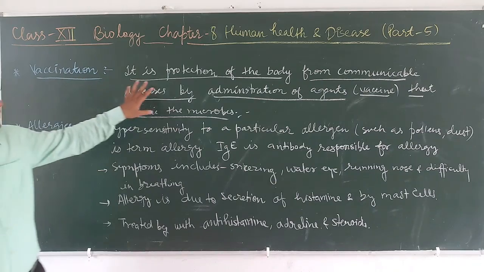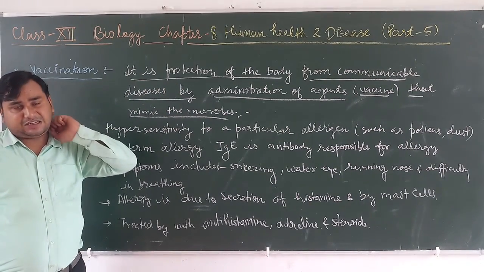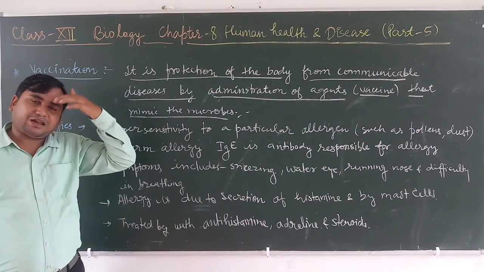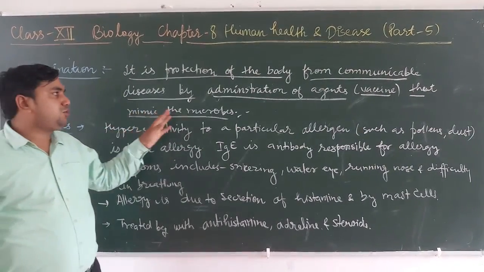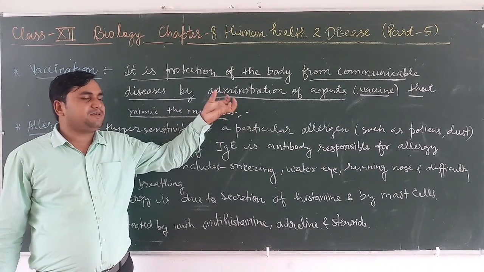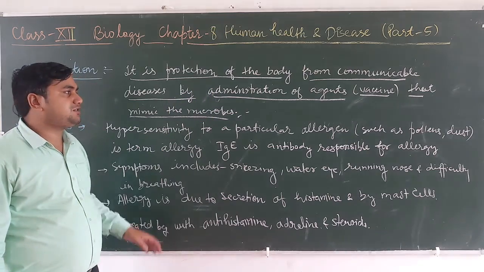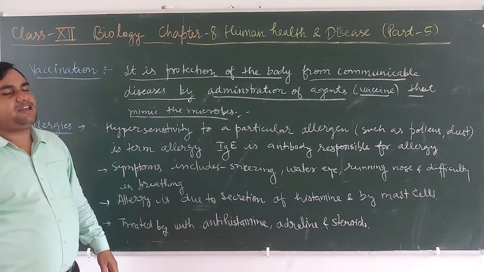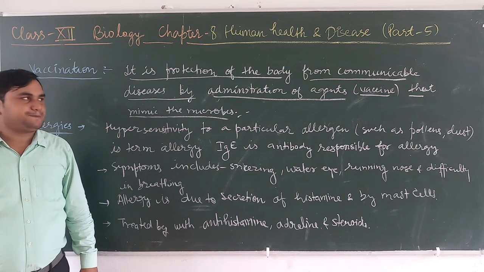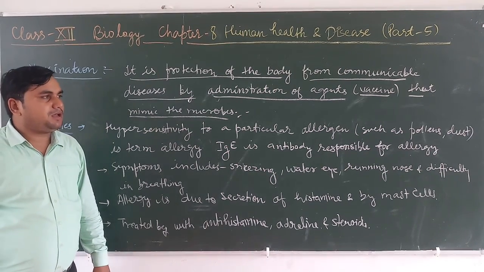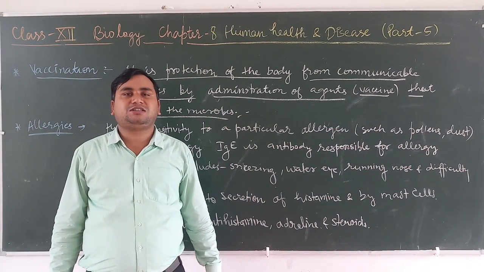Vaccination is important. It is a protection of the body from communicable disease that comes through different modes from the environment to the body of human beings, and that is controlled by the administration of an agent, that is vaccine. Different agents combined together form a vaccine that is useful for inhibiting the growth of microbes inside the body of human beings. So different vaccines are used for polio, tetanus and others.